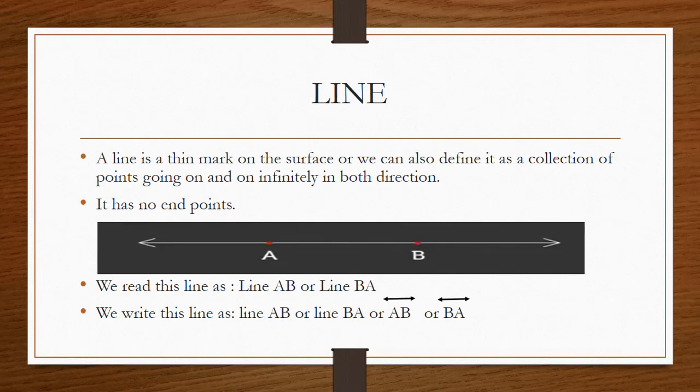And it has 2 points, point A and point B. So we read this line as line AB or line BA. When we write this line, we have to write it as line AB or line BA, or by using the symbol showing a line with arrow marks on both sides. It is the symbol for line. So we have to write it as capital letters AB, and at the top we have to make this symbol, or line BA.